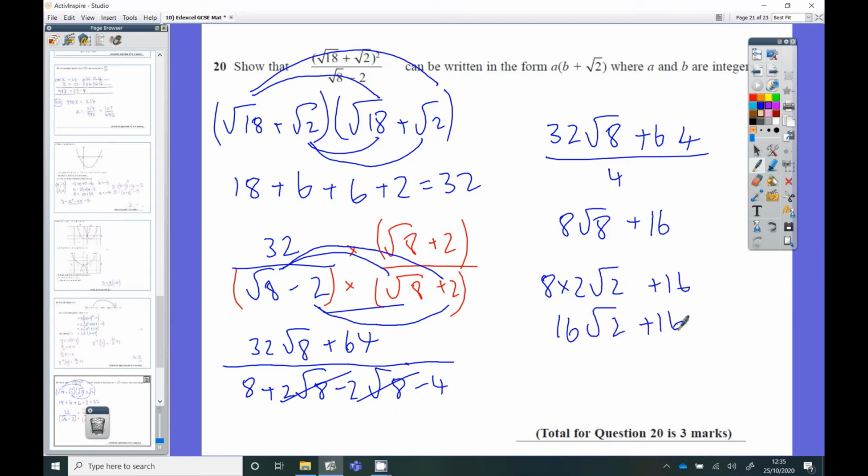So if we go and factorize that, we get 16 lots of root 2 plus 1. So popping that into the order that we were required to write it, we've got 16 lots of 1 plus root 2, and that's our final answer. So A is 16 and B is 1.